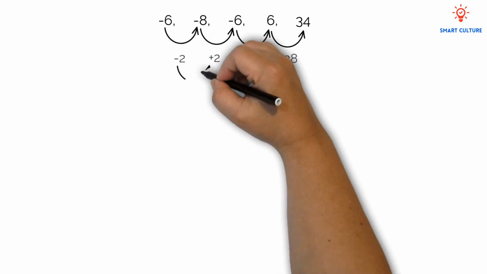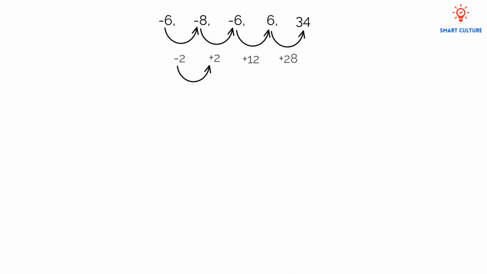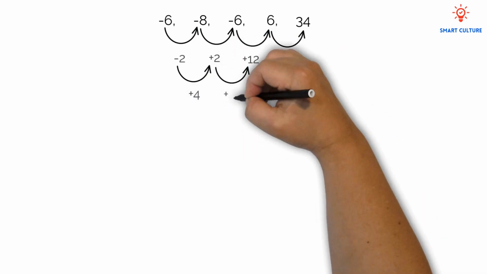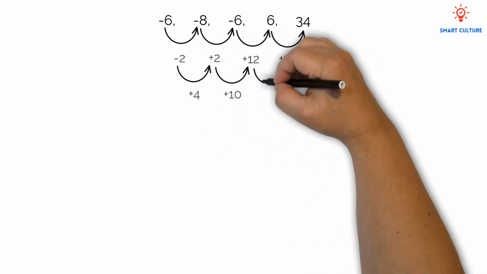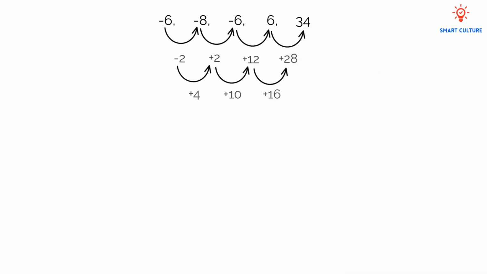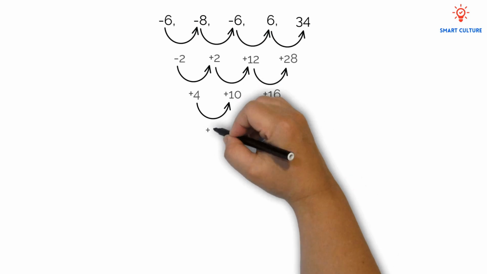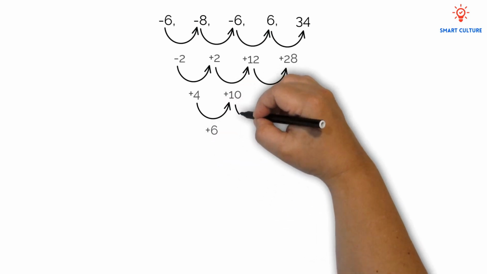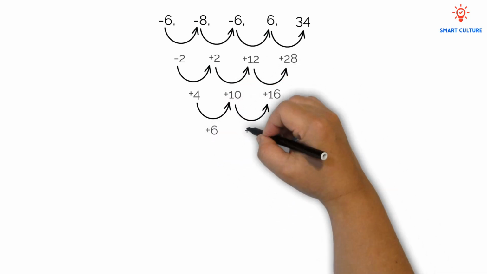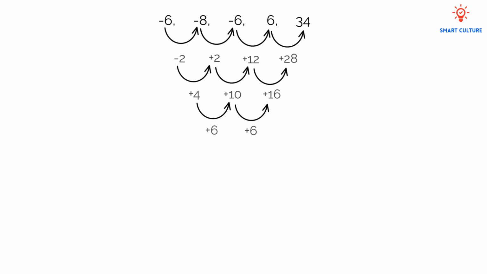Now we'll move on to the second difference. The difference between -2 and +2 is equal to 4. The difference between +2 and +12 is equal to 10. And the difference between 12 and 28 is 16. Moving on to the third difference, 10 minus 4 is 6, and 16 minus 10 is 6. So you can see here we have a constant third difference of 6.